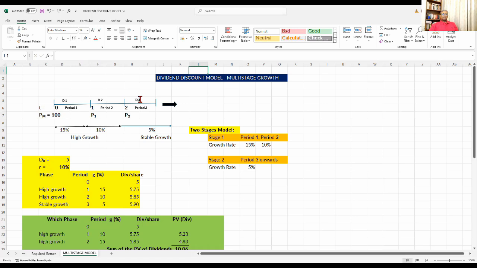So 5 rupees, or rather the growth, sorry. So the growth in dividends is 5. So here, according to the given conditions, during the high growth stage, you have G1 equal to 15, which is 15% growth in period 1. Then it moderates to 10% growth in the second period, and then you have 5% steady state growth.